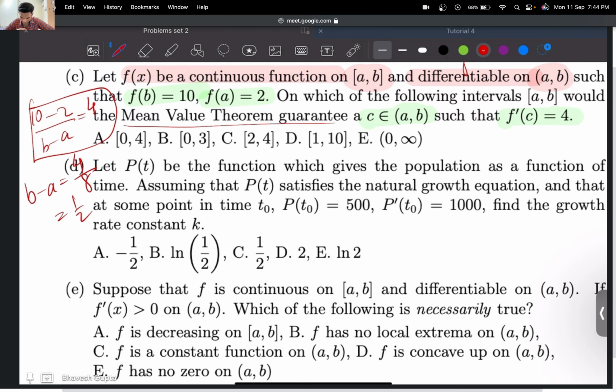Have I made a mistake here? Okay, sorry, I have made a mistake here. That is equal to 8 divided by 4, that is true. So the difference between a and b must be 2.